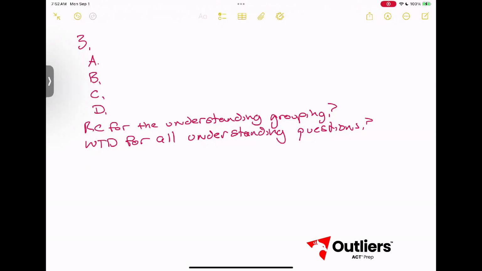What is the WTD for all understanding questions? Be as literal as possible. So this is specifically the literals category, but if you can just recognize that it is an understanding question, regardless of what category it is, you just want to be as literal as possible, and especially true on literals.